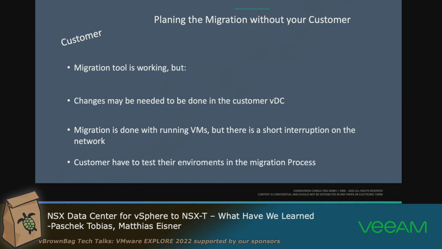Then there is the migration itself. If everything is fine, we will not power off any virtual machines. The virtual machines will be running and will be migrated from the source cluster to the destination cluster. But there is a short network interruption, so here you also need to engage your customer. You need to tell your customer, hey, there will be a short interruption, and then we are good to go.